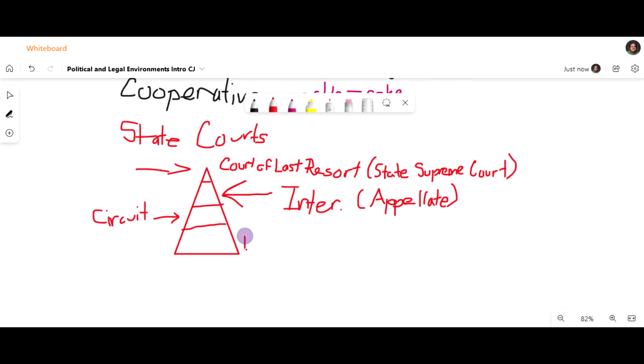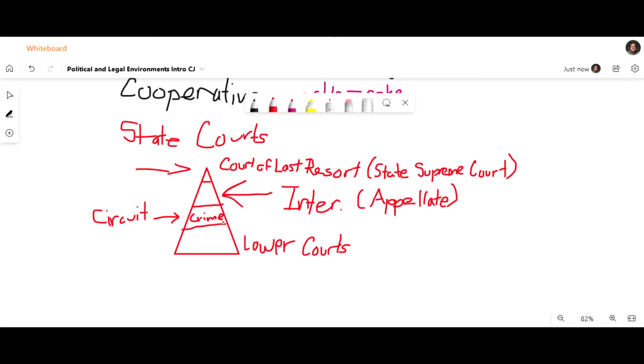And then this last level, the book doesn't use the term. This is an older term. I've heard it used before, but I didn't see it in the text, so I'm not sure if it's a relevant term anymore. But it's sometimes referred to as the lower courts. And the lower courts are really just probate courts, juvenile courts, family court. These are not the criminal courts; those are up here.